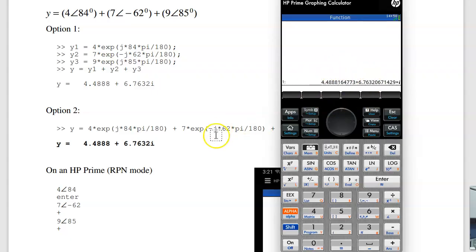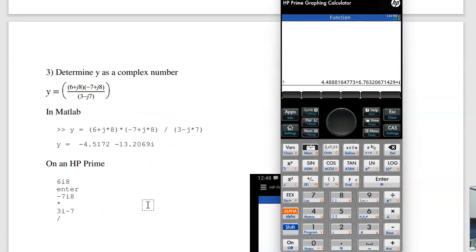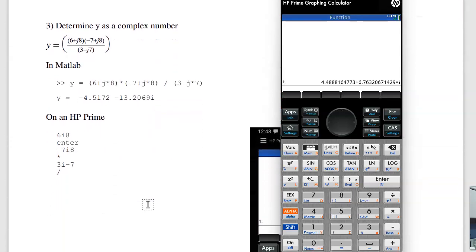So there you kind of see the HPs are really good at adding, subtracting, multiplying, dividing complex numbers. Another example. Now this is kind of where the HPs really shine. This is a real pain on a TI calculator or a Casio. Really easy on an HP. In Matlab, it's also really easy. Just type it the way you see it, and you get minus 4.5 minus j13.